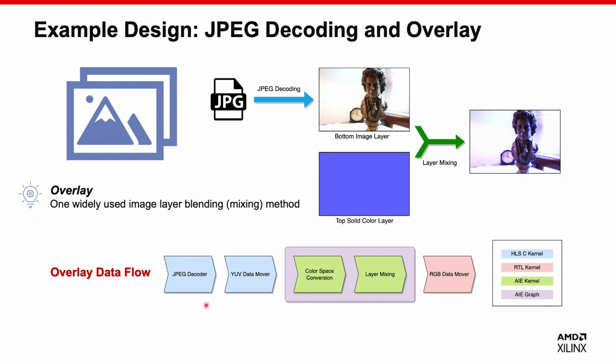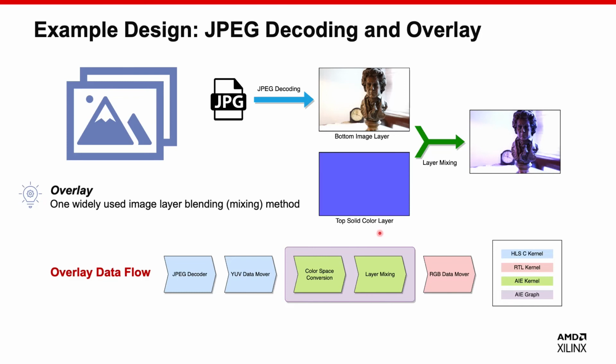The example design implements a simple image processing flow, including JPEG file decoding and image overlay processing. The overlay described here is a widely used image layer blending method. You can find it in Photoshop and other popular photo processing software. The overlay operation mixes two input images into one output image. In the example design, the overlay operation will mix a decoded JPEG image with a solid color layer.